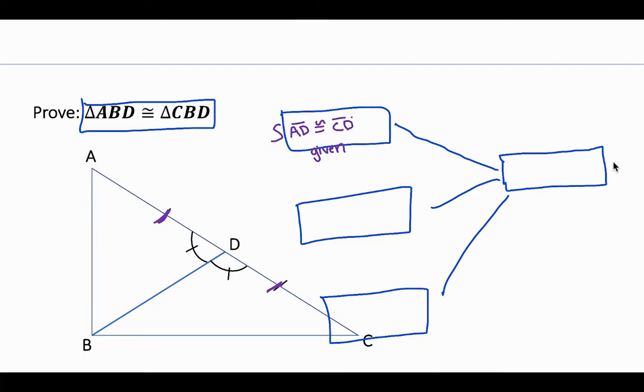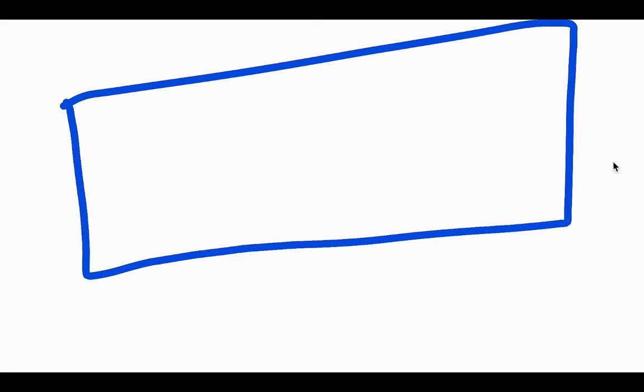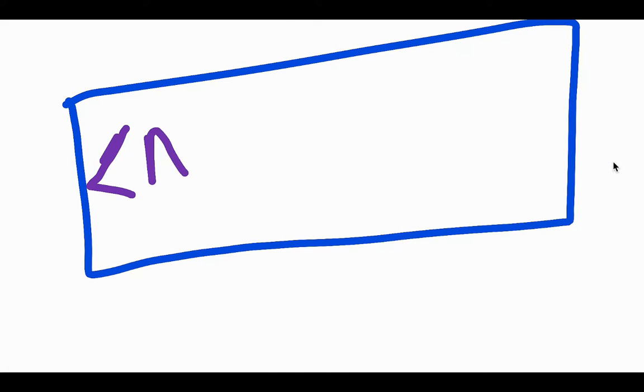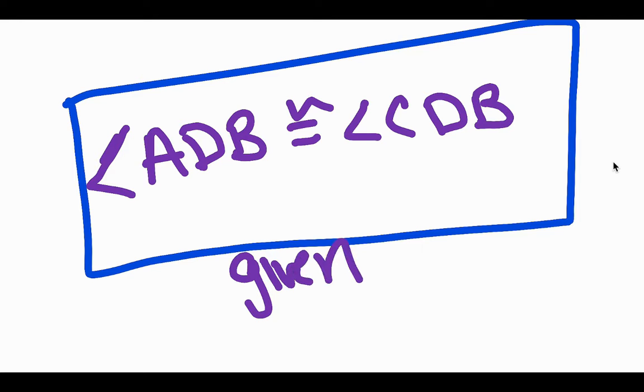What else is given to me? Well, this angle right here, angle ADB and angle CDB. So let's fill that in. Angle ADB is congruent to angle CDB, and that was also given to me, and that one is an angle.